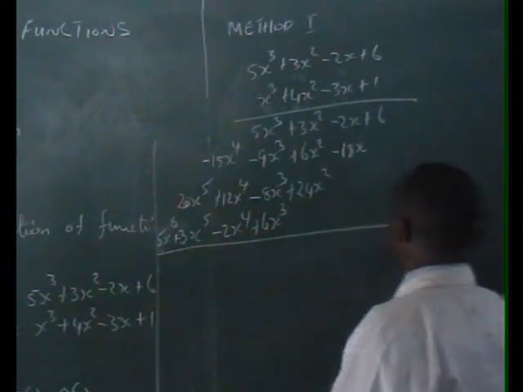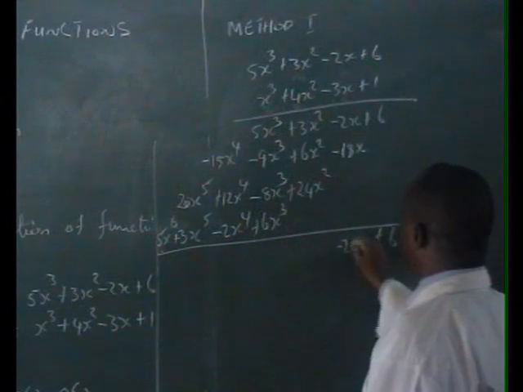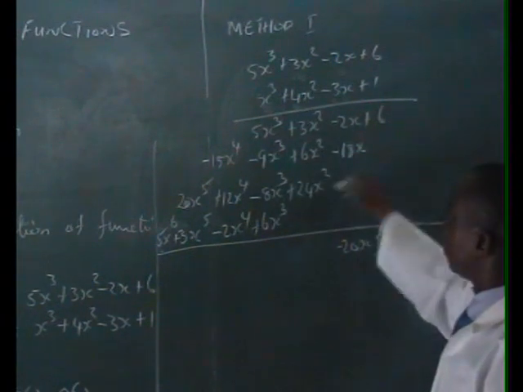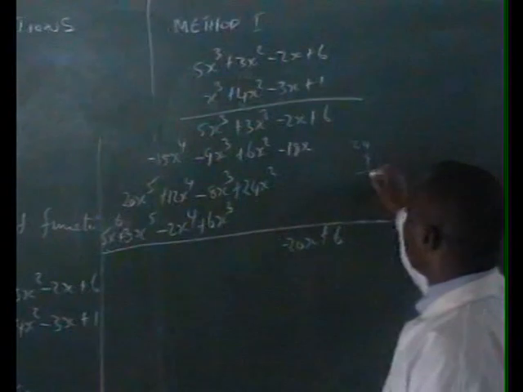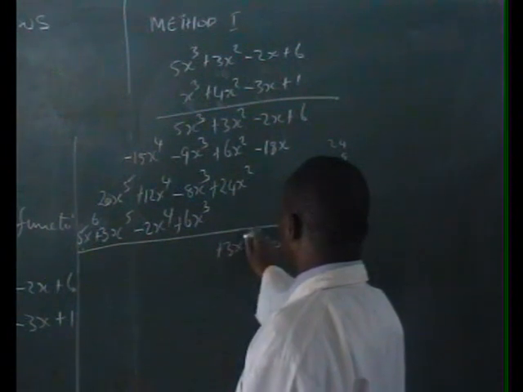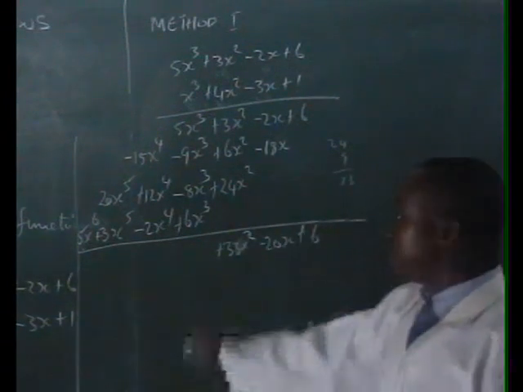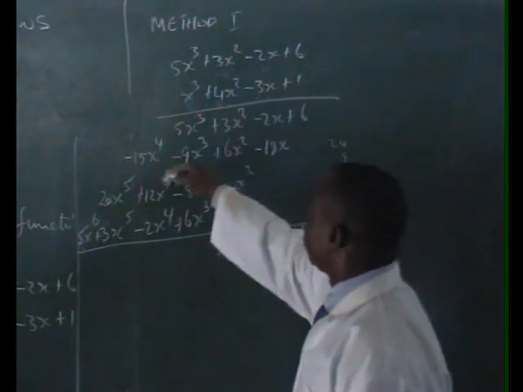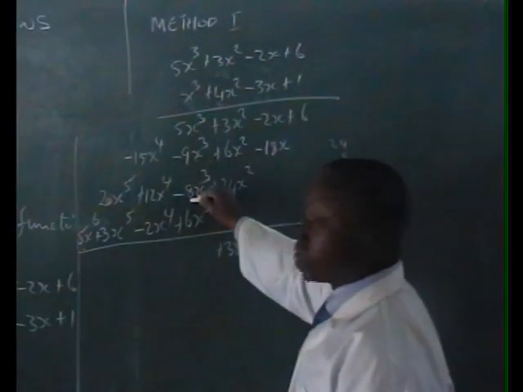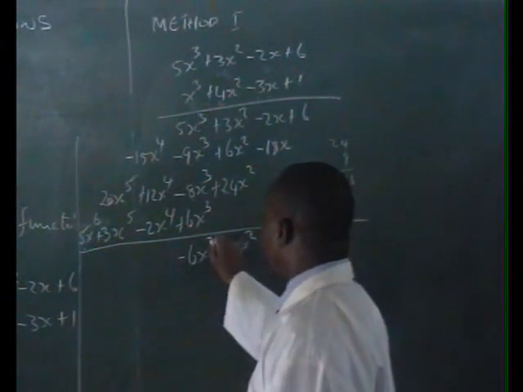Alright, now if we add this, we will have 6, and we will have minus 20x, and this particular one, this plus this is 9. 9 plus 24, we will have 33x squared. Now here we have 5 minus 9, so we have minus 4. So minus 4 minus this will give us minus 12. Minus 12 plus 6 will give us minus 6x raised to the power 3.